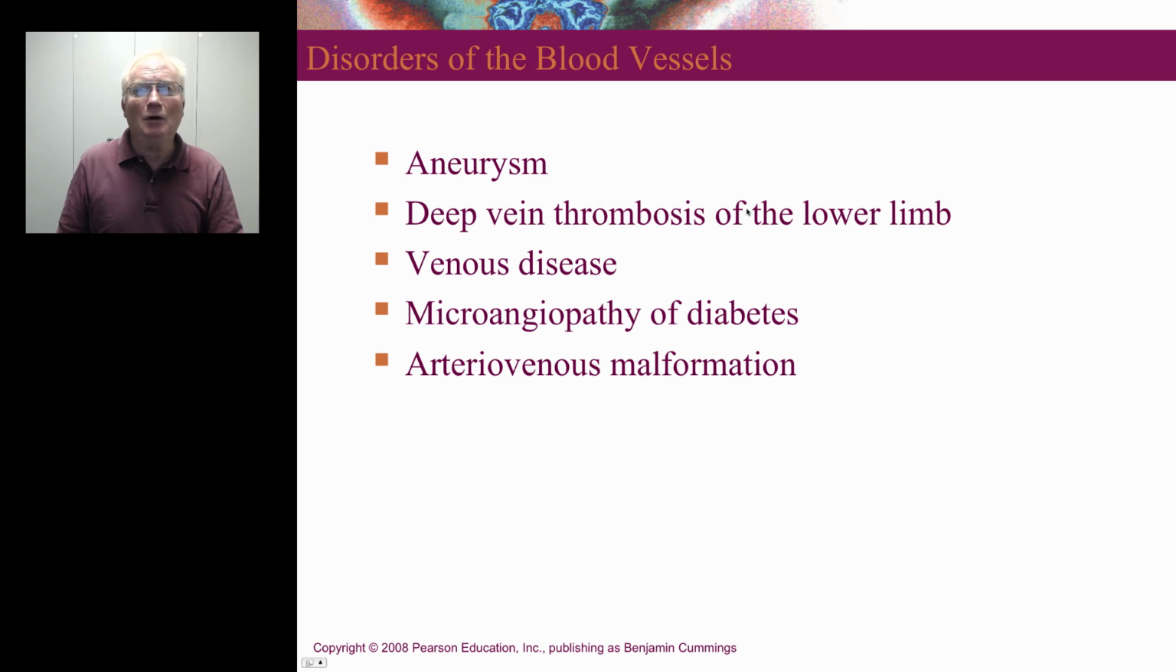Deep vein thrombosis of the lower limbs is caused by blood clots. That's a thrombosis, and blockage of the blood supply. Typically this happens in the veins, and that can compromise blood supply to the extremities. Venous disease, particularly diabetes, can cause destruction of the blood vessels. And arteriovenous malformations are congenital abnormalities that are present at birth.